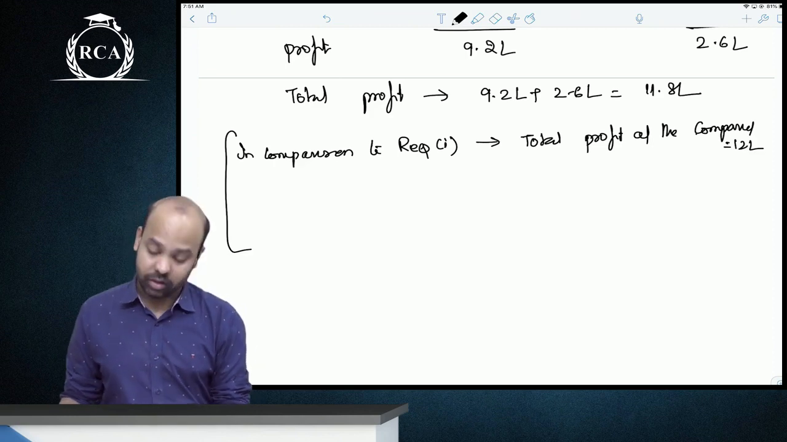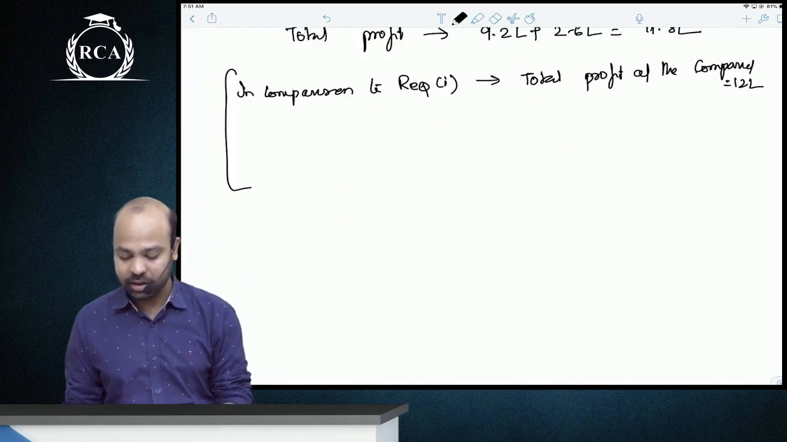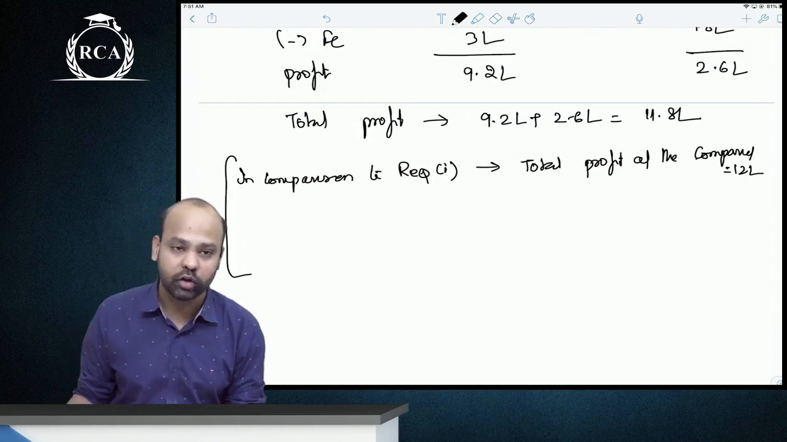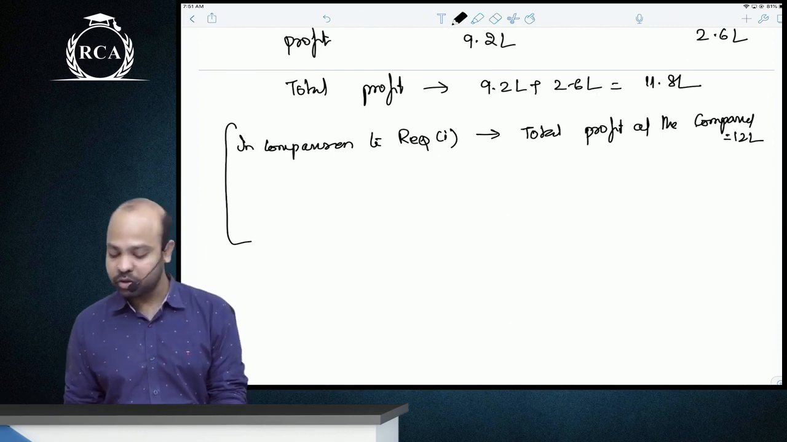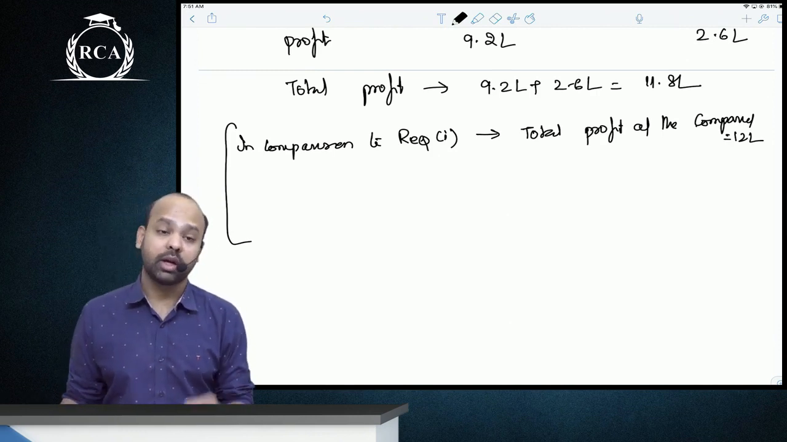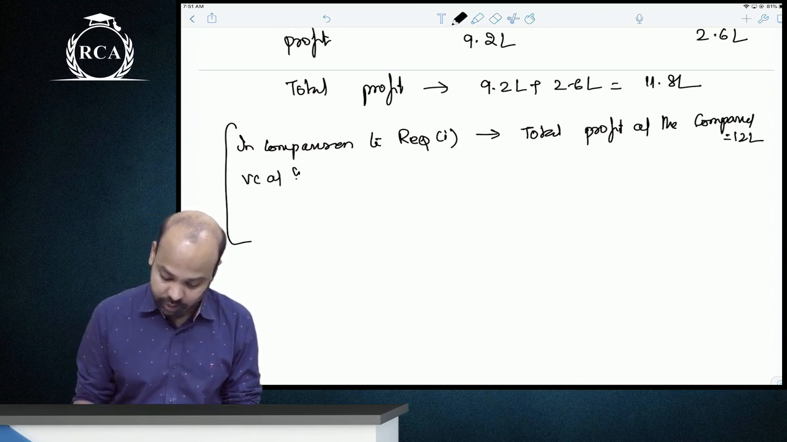I repeat again. Why is it not required, sir? Because the requirement here is to only compute profits and not give your judgments and not give your decisions. Anyways, in comparison to requirement 1, guys, the total profit of the company is 12 lakh rupees.